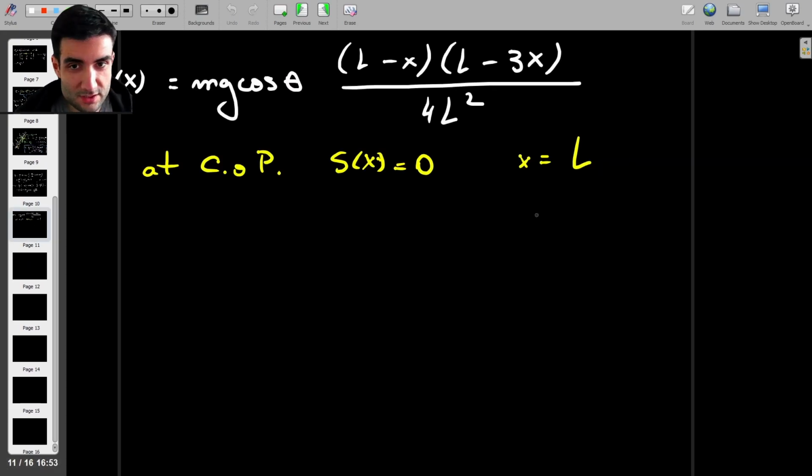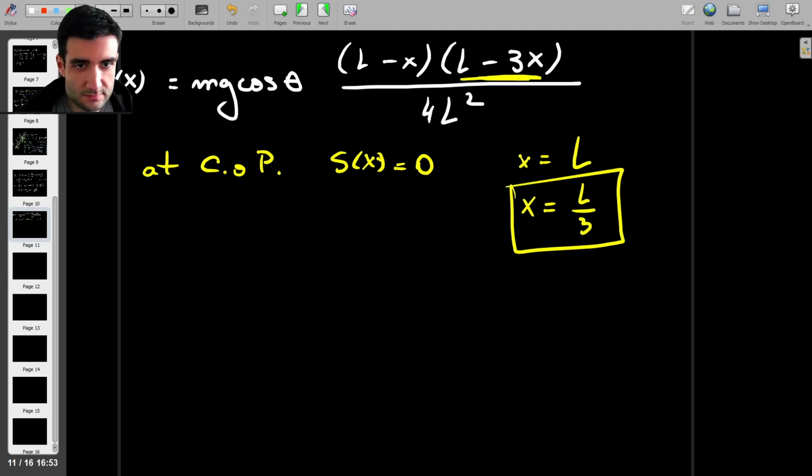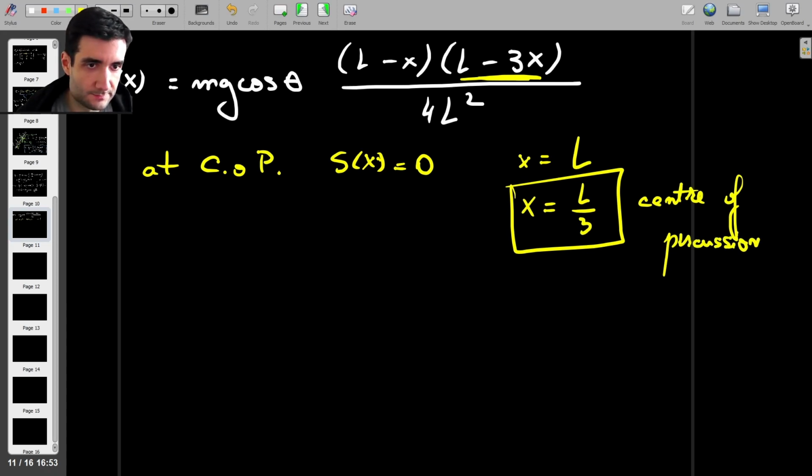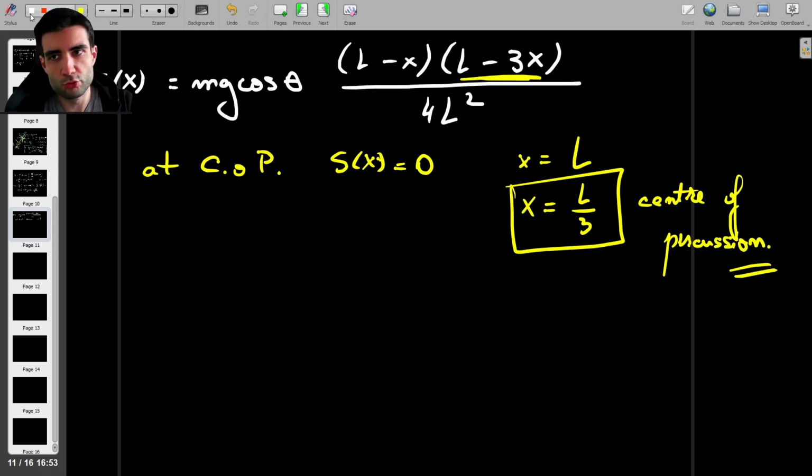But the other more interesting result is when this is equal to 0. In other words, when X is equal to L over 3. Right? So this shows what we said at the beginning, that when X is equal to L over 3, this is where we have our center of percussion. So we're almost there. We just have to use this to prove that that's where the moment is the maximum.